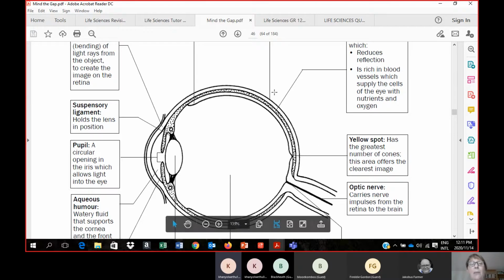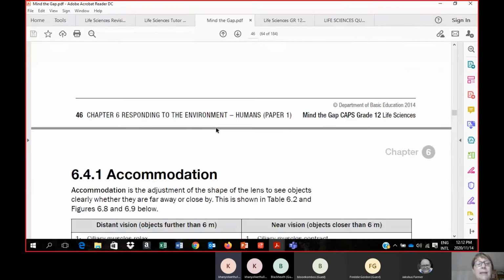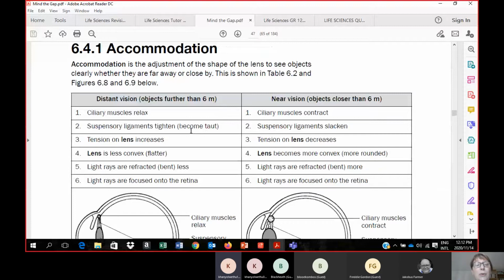So this diagram with the labels is fantastic. It's got all the information that you need. Right. Then, as I said, there are two things, and the matrics often get confused between these two processes. The one is called accommodation, and the other is called the pupillary reflex. And to be honest, these questions are often asked in the exams. So again, I would spend some time focusing on these two.